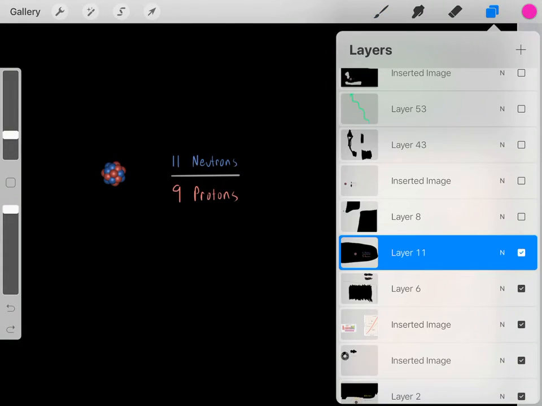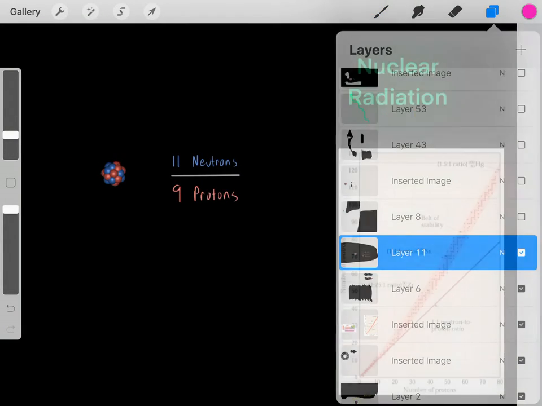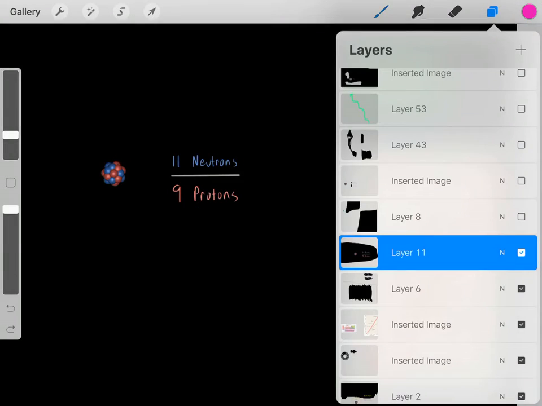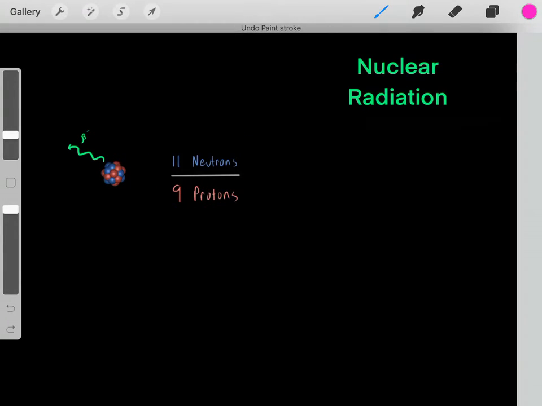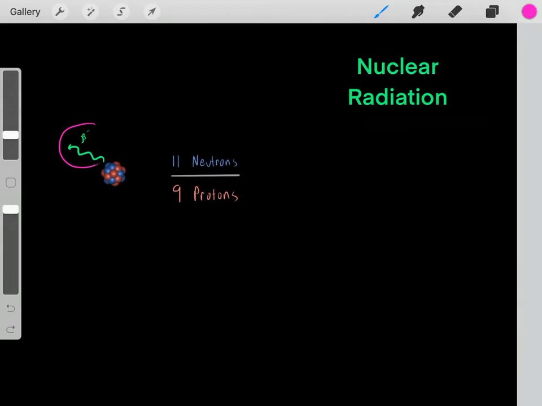So what is this atom going to do? Well, essentially what this atom does is it emits some of this nuclear radiation. So whenever an atom has an unstable ratio of neutrons to protons, it'll emit this nuclear radiation. And when it emits this nuclear radiation, this ratio changes into a more stable ratio. So for example, this atom, we see it has an unstable ratio. So it will emit this nuclear radiation.